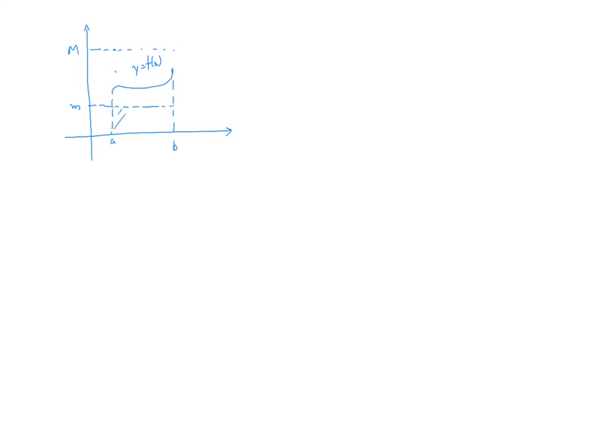Then this rectangle has area m times (b minus a), and this is going to be less than or equal to the area between the graph and the x-axis, so to the integral from a to b of f of x dx, and that will be less than or equal to M times (b minus a). Well, of course, if we wanted to sketch uppercase M times (b minus a), it would have been this big area, and the integral stands somewhere in between.